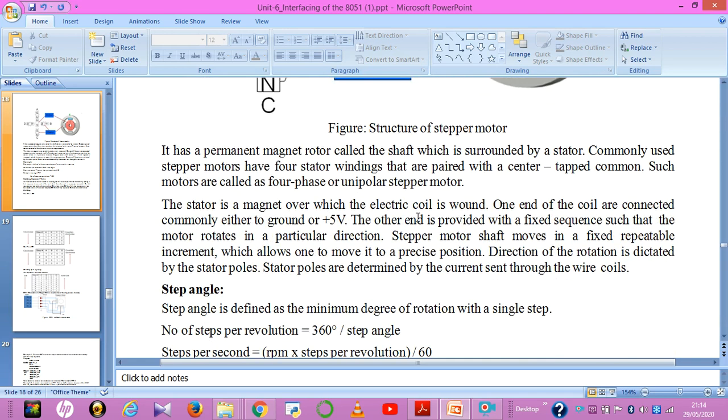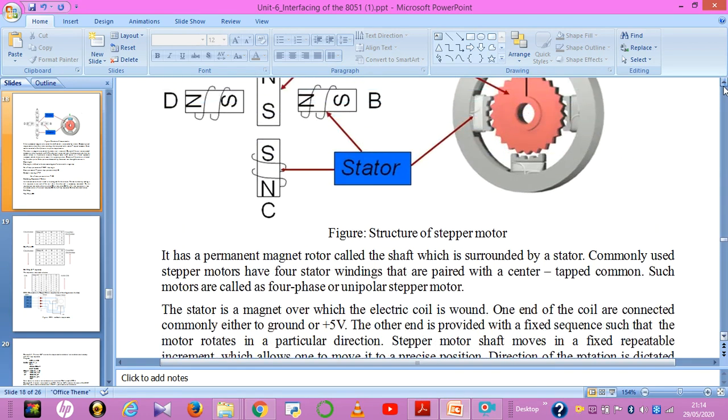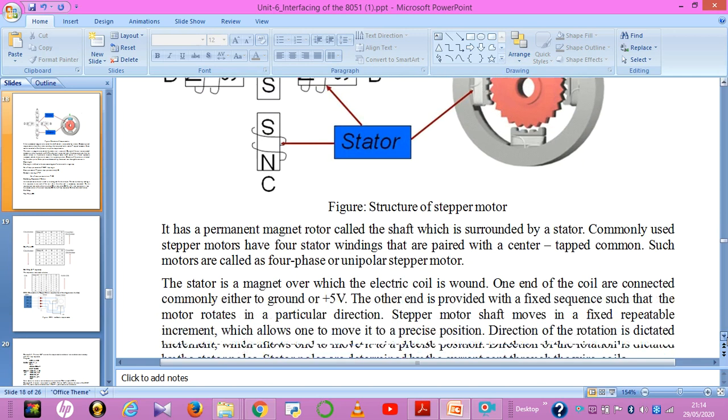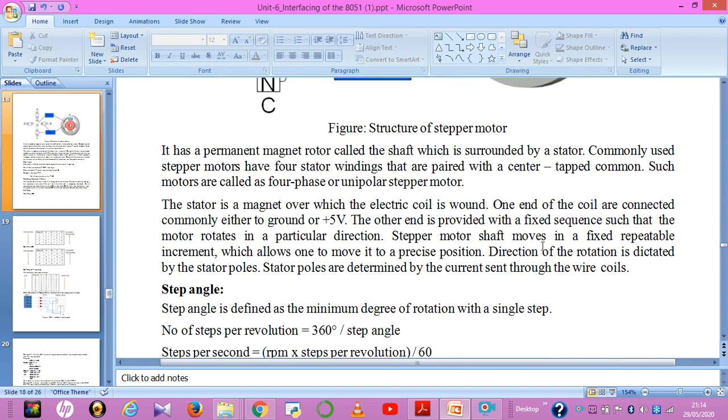the stator is a magnet over which an electric coil is wound. So an electric coil is wound on every stator. In the figure, each is shown with one color to differentiate the electric coils. One end of the coil is connected commonly, either to ground or 5 volt. The other end is provided with a fixed sequence, so the motor rotates in a particular direction, either clockwise or anti-clockwise. You energize the stator poles by sending current through the wire coils.